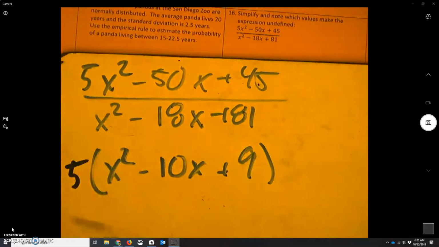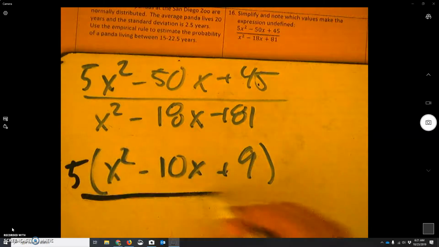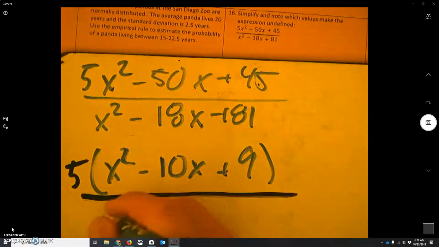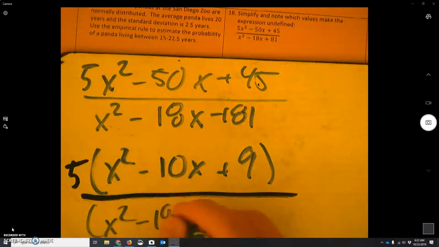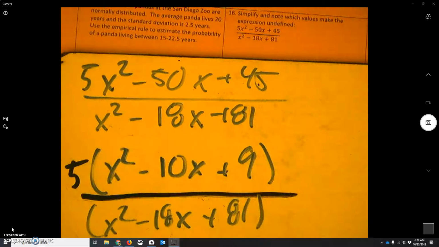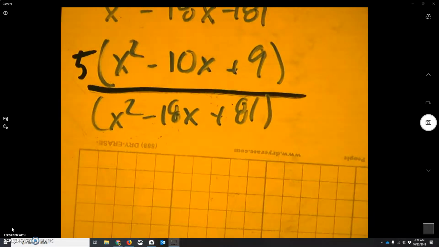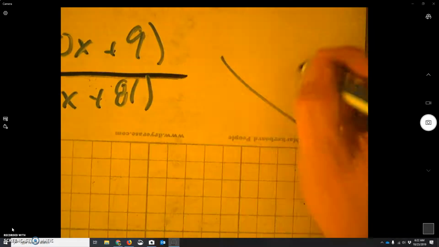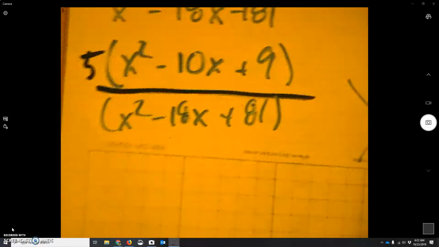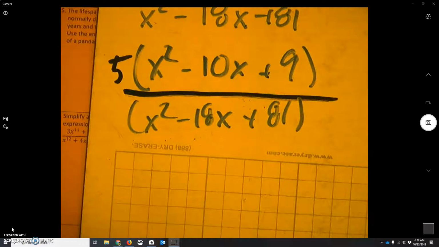Okay, so now the denominator. I'm just going to rewrite it, and then we'll do the diamond method for the top and bottom in a second. Okay, so that's the denominator right there. All right, so now we need to do the diamond for the top and the bottom. I'm going to do it in my head. If you can't do this, then you need a lot of practice on this stuff.